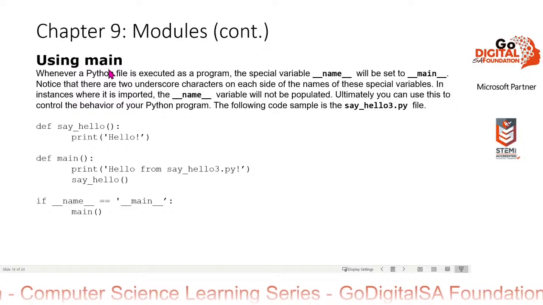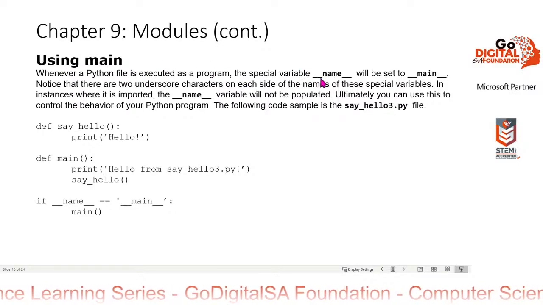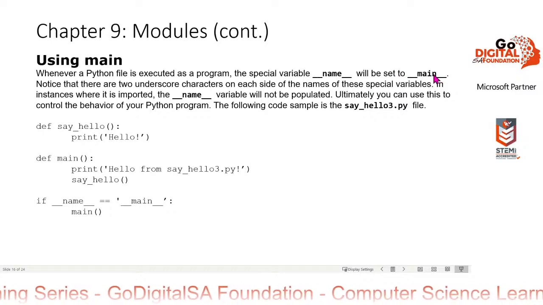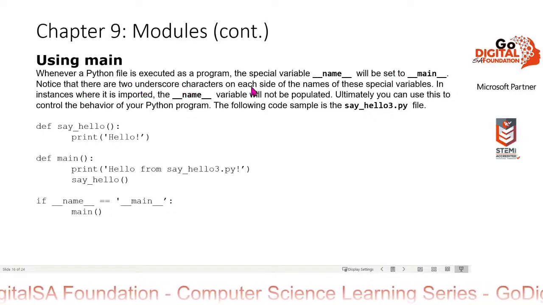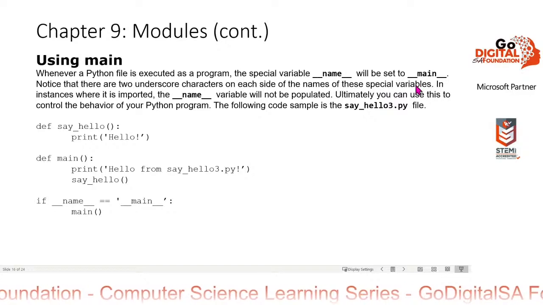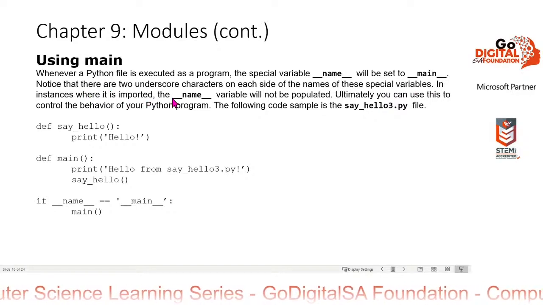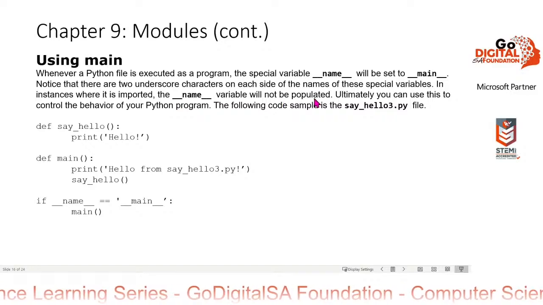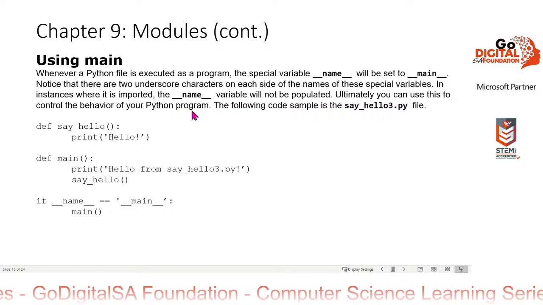Okay, using __main__. Whenever a Python file is executed as a program, the special variable __name__ will be set to __main__. Notice that there are 2 underscore characters on each side of the names of these special variables. In instances where it is imported, the __name__ variable will not be populated. Ultimately, you can use this to control the behavior of your Python program.